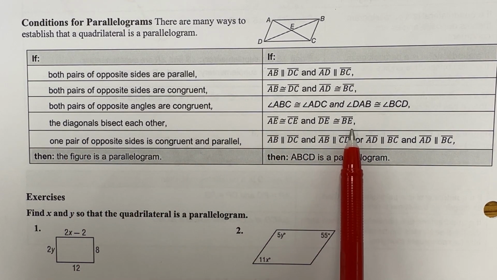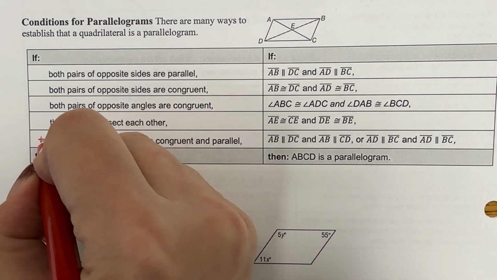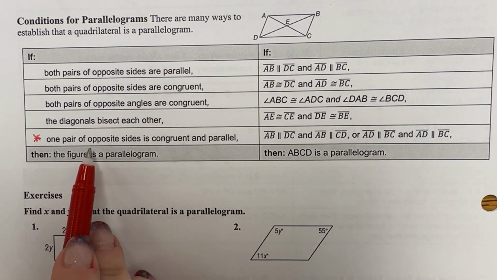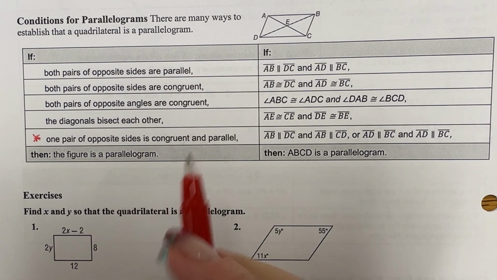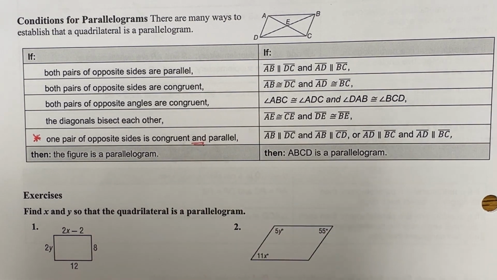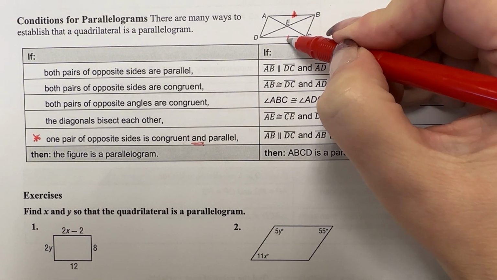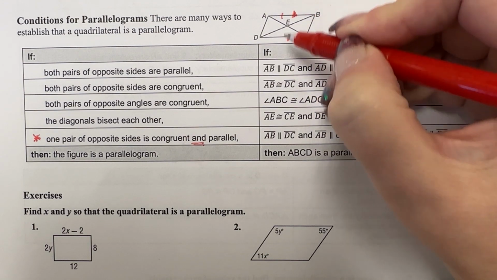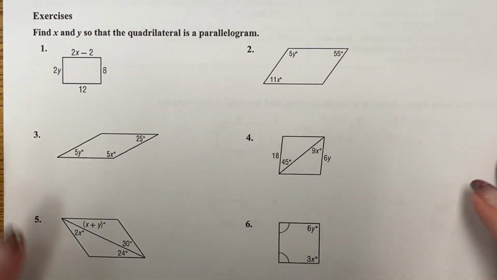Diagonals bisect each other. And here's my weird one. So I'm going to ask you to put a little star next to it on your paper. One pair of opposite sides is both congruent and parallel. So the and is really important. It has to be the same sides. So if I were looking at this picture that's up here, this side would have to be marked both parallel and it would have to be marked congruent. So both things have to happen for that to work. Let's go do just a couple more example problems down here.